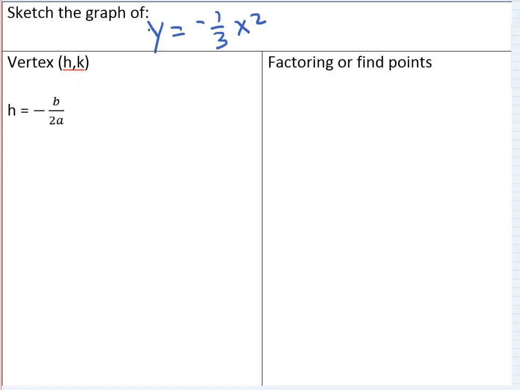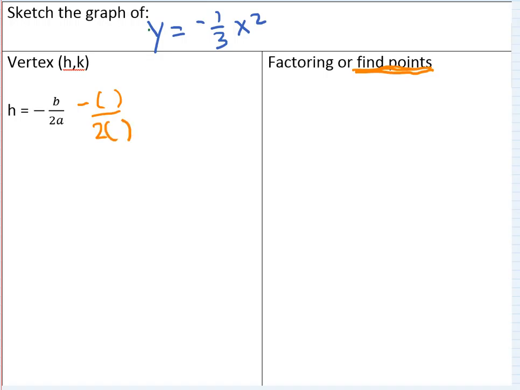Okay, let's sketch the graph for y equals negative 1/3 x squared. So a couple things I get to know from this single term quadratic is that instead of factoring this, we're just going to find our points by plugging in, picking some values for x, plugging them in and getting our value for y. Our vertex is negative b over 2a, so we're going to find a value for b, and we're going to find a value for a.